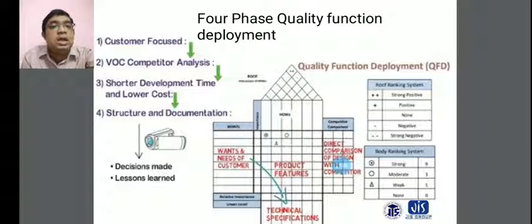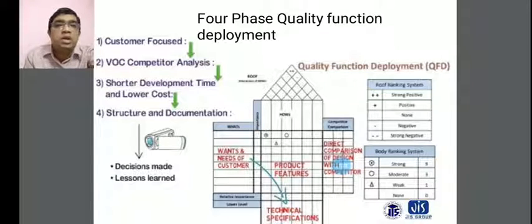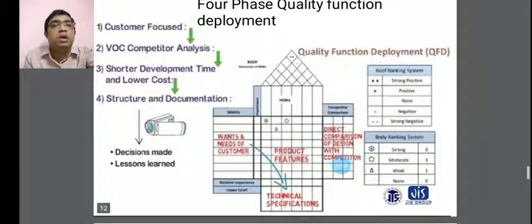Another thing is structure and documentation. This is required for the structure, which type of products you have to consider, which process you have to use, which type of data will be collected, and what is required for the documentation, such as the rating from customers, the customer survey and customer review done during the system. All this data you have to record for the documentation. After the documentation, you have to consider the decision made, and the lessons learned also come during the system for the four phase quality function deployment.